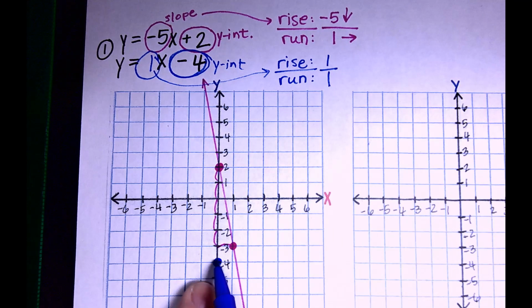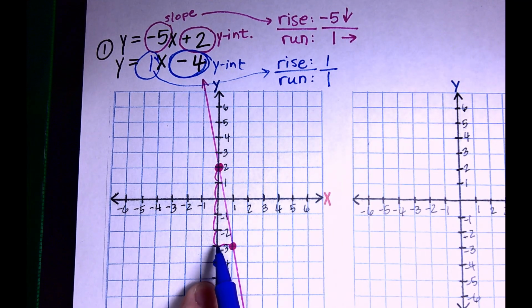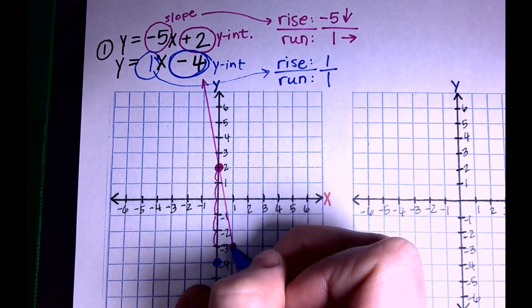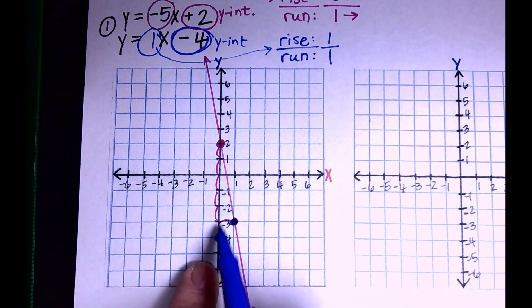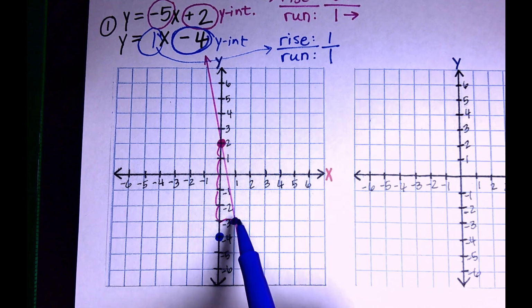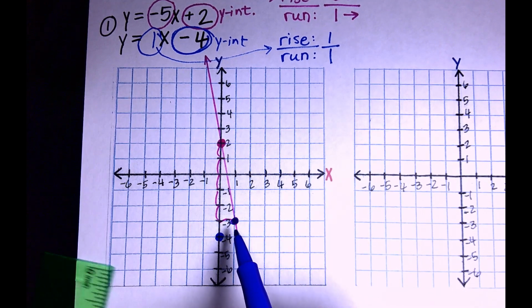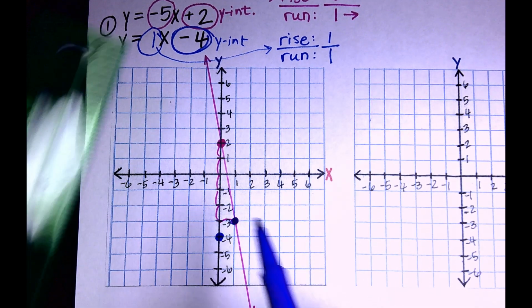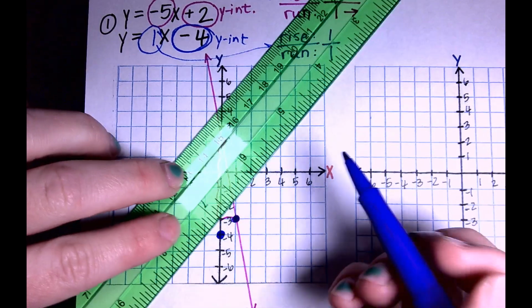Good. So that means I'm going to go up 1 space and over 1 more space. And these problems are really nice whenever they just land on top of each other. My second point touches the first line already. I'm still going to connect the dots.